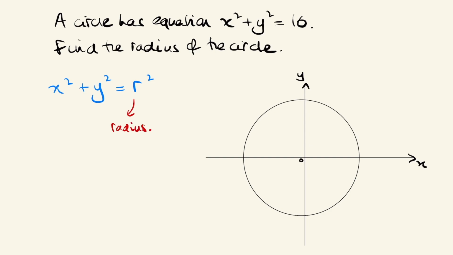So if we have this kind of equation, x squared plus y squared equals 16, then the 16 on the right hand side is the radius squared. So all we need to do is square root this number and we get the radius. So the square root of 16 is 4, and so we know that this is a circle which is centred on the origin and has a radius of the square root of 16, 4.